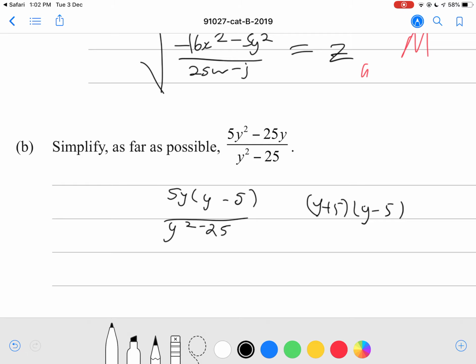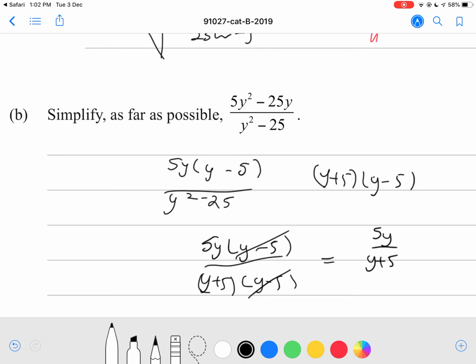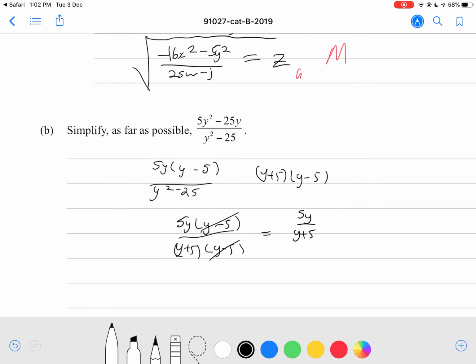Because the minus 5 and the plus 5 cancel out the y, you're just left with y squared minus 25. So 5y times (y minus 5) divided by (y plus 5) times (y minus 5). So this y minus 5 cancels out, so this equals 5y over y plus 5. And you cannot simplify any further than that, so that would be your final answer.